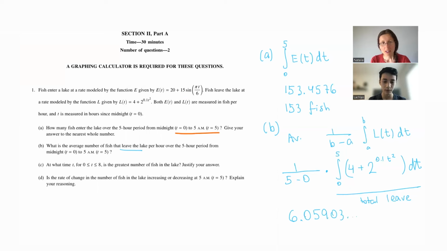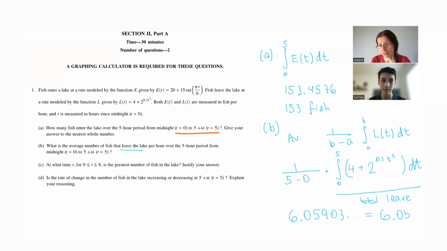6.05903, and we need to round it. What do we round it to on the AP exams for the answer? This rounds to 6.06 fish per hour. We need to round to 3 decimal points, right? Did they say to 2 decimal points? Number of fish that leave the lake per hour. No, we will round to 3 decimal points here, just because it's a standard on the AP questions.